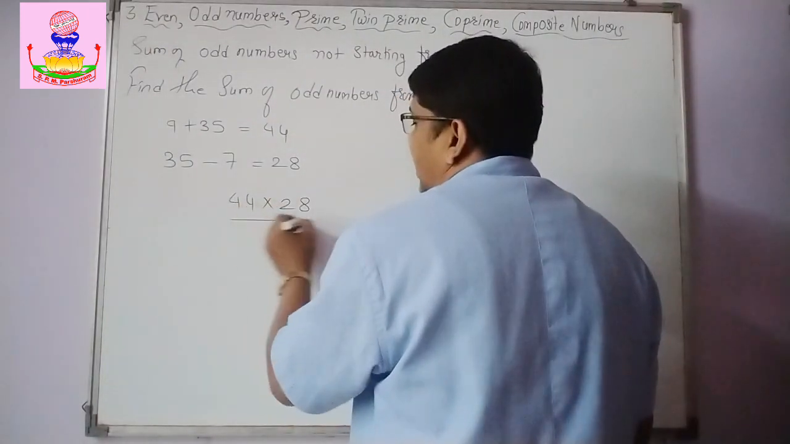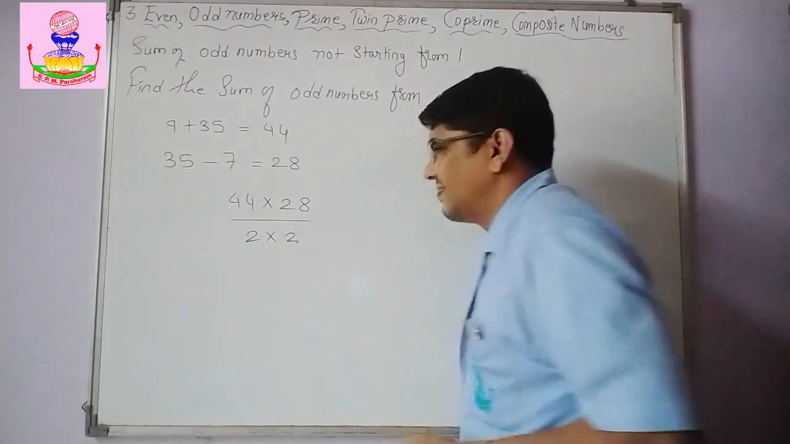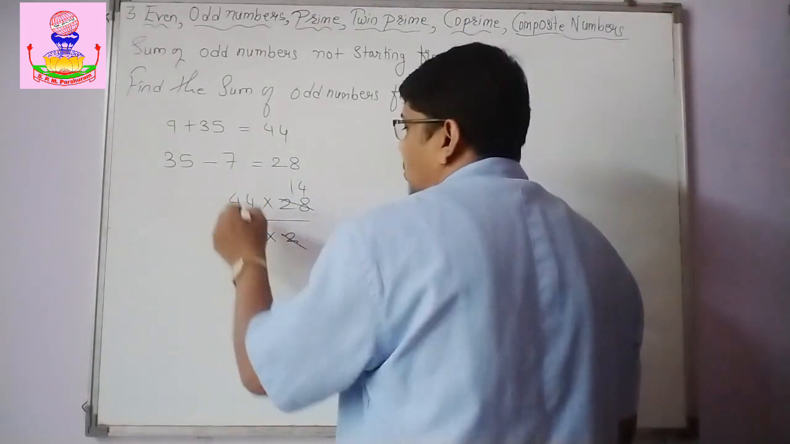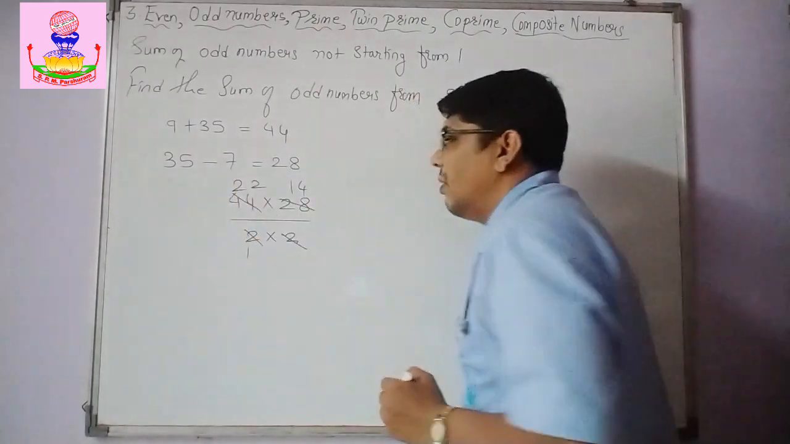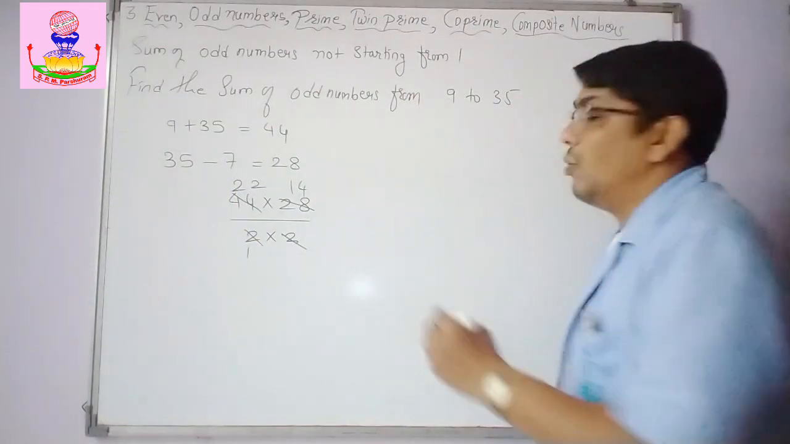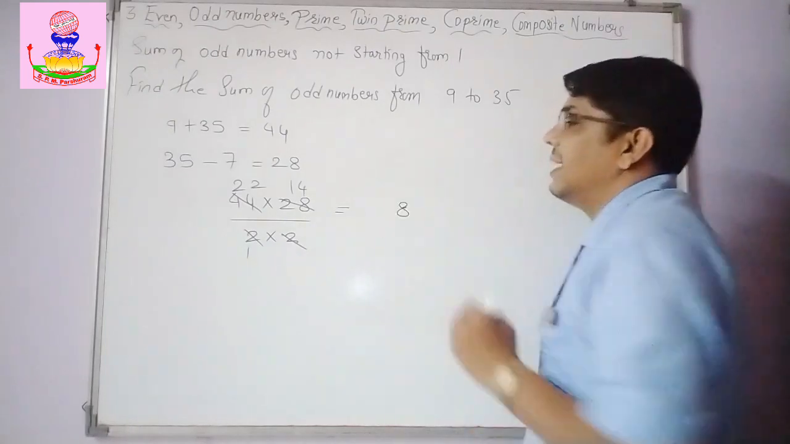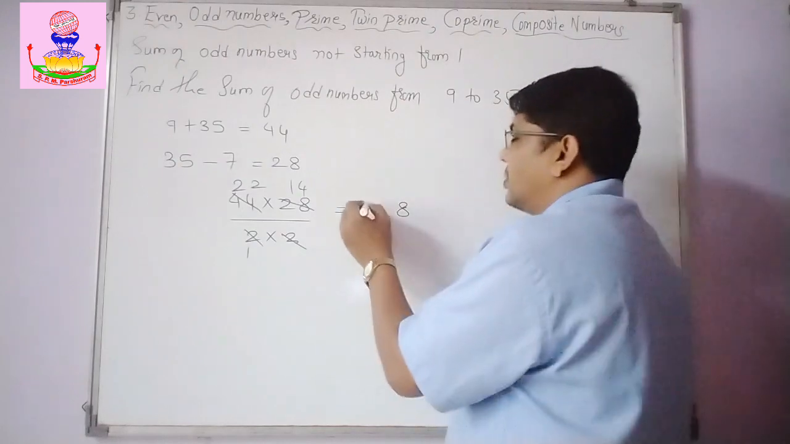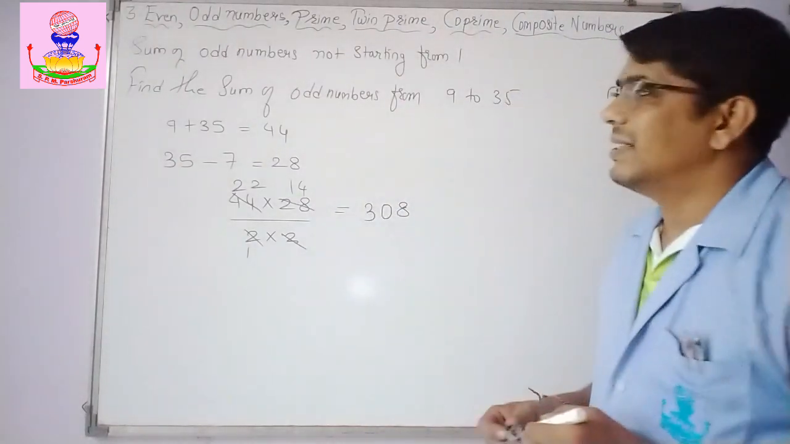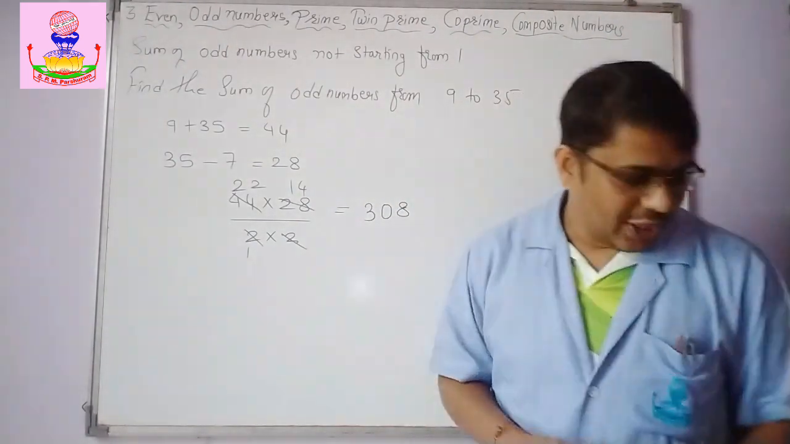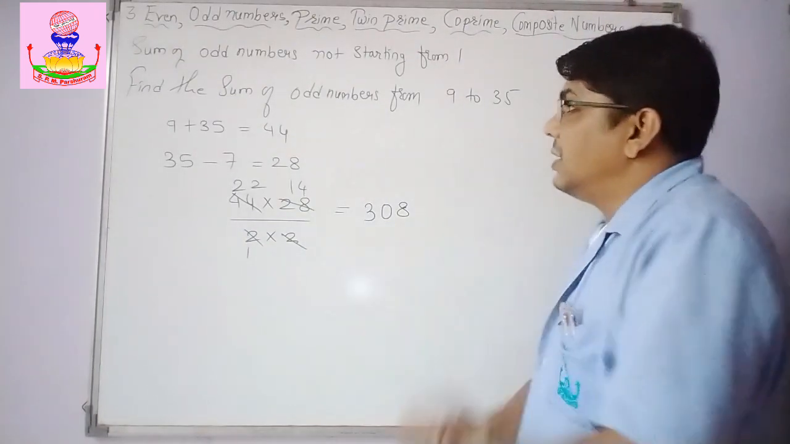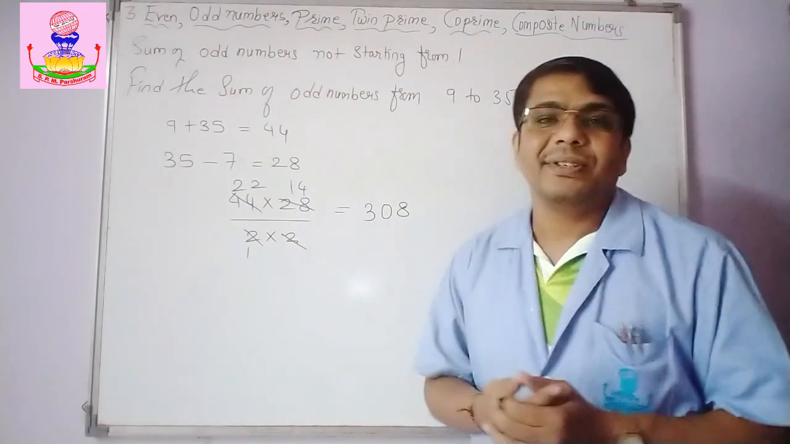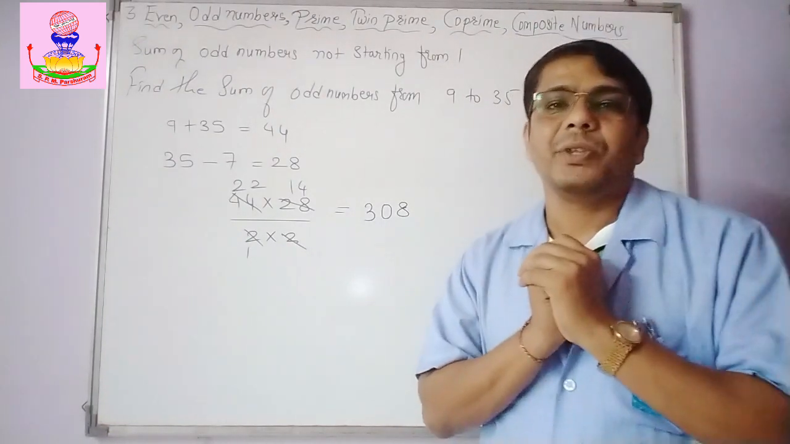Okay, now then what can we do? Multiply this and divide by 2 into 2. So 2 ones are 2, 2 fourteens are 28. 2 ones are 2, 2 twenty-twos are 44. Now 14 twos are 28. 2 carry on. 14 twos are 28 plus 2, 30. So the sum is 308. Okay, so in this way we can find the sum of all odd numbers not starting from 1.